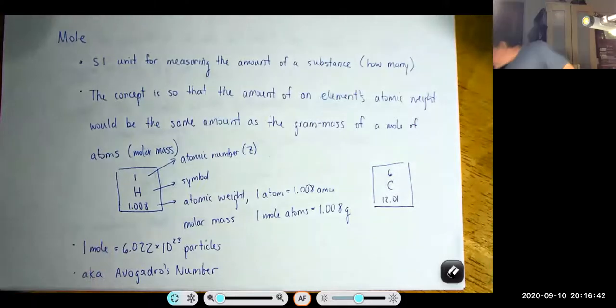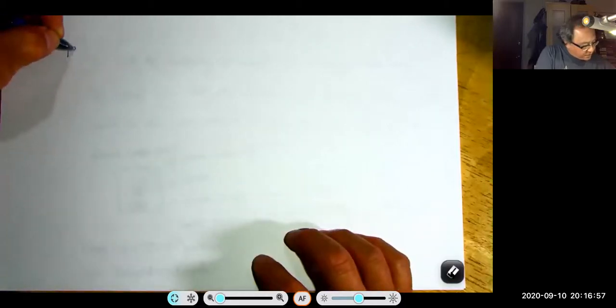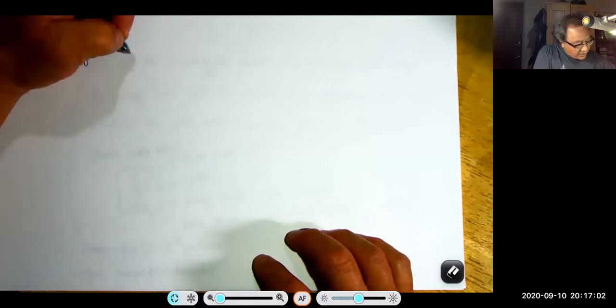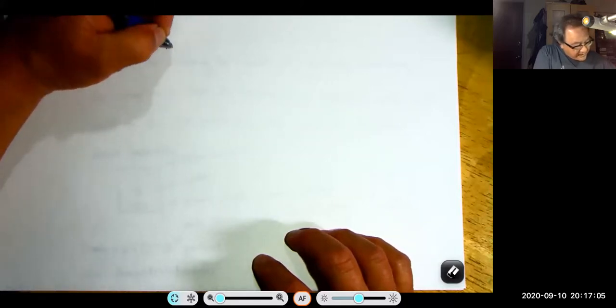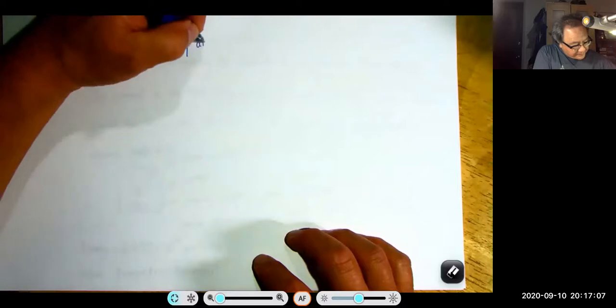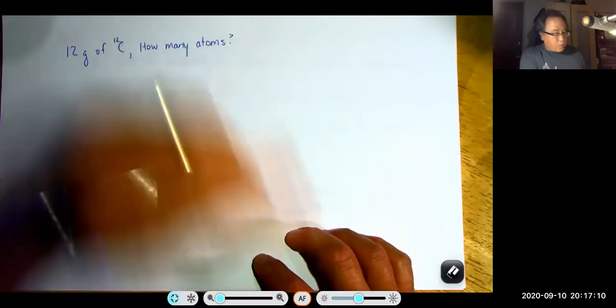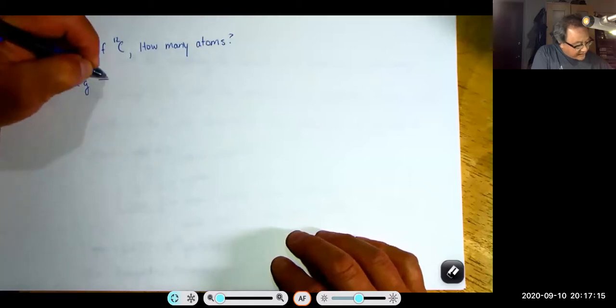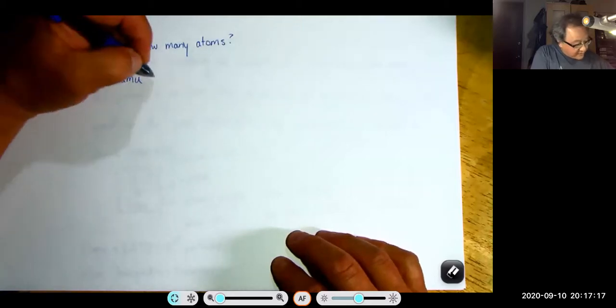I'm going to get a piece of paper and calculate it for you. So this is an impromptu calculation. What I want to know is how many atoms are in 12 grams of carbon-12. So we have 12 grams of carbon-12, and I want to know how many atoms? Well, what I'm going to do is take my 12 grams and convert that into AMUs, and then I'm going to convert that into atoms.